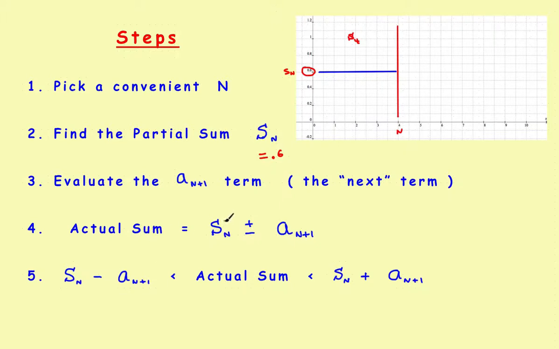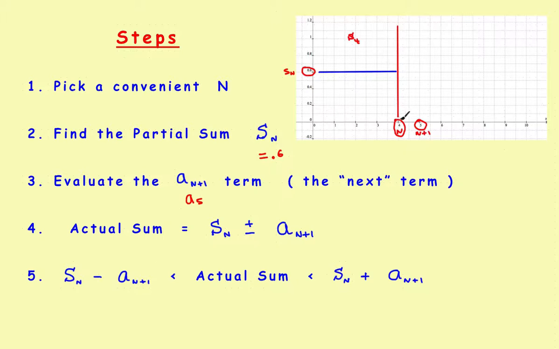The actual sum is going to be the sum of the first 4 terms plus the remainder. But what is the remainder? Well, that's where this comes in. So let's go back again. I stopped with n equal to 4, so I can get the entire remainder by just looking at what I'm going to call the next term. The next term, n plus 1, would be the 5th term. So I just need to evaluate a sub 5.